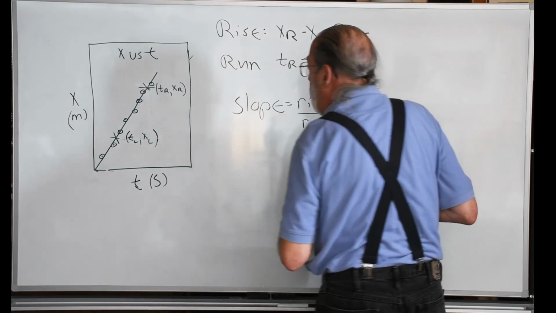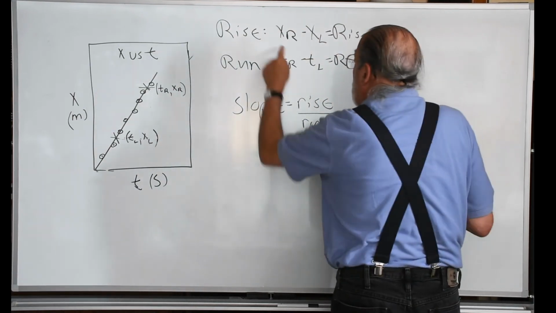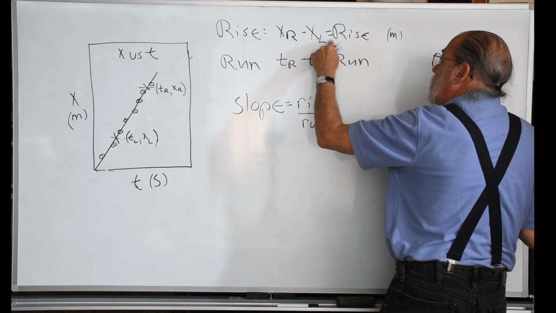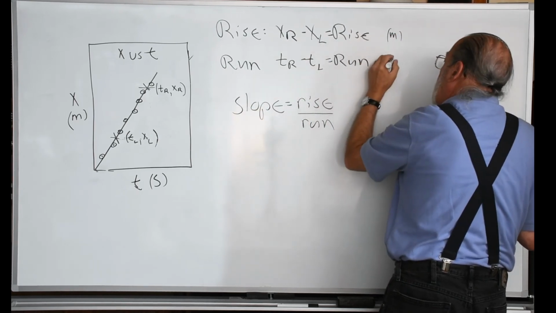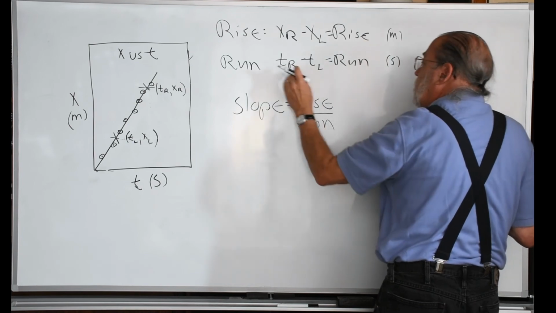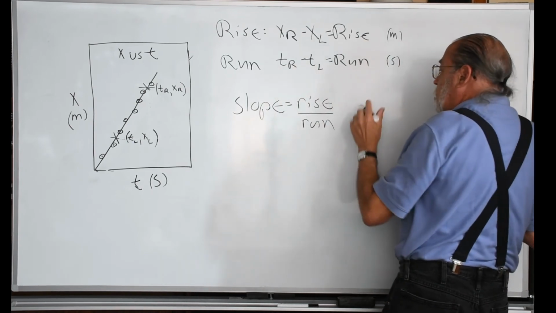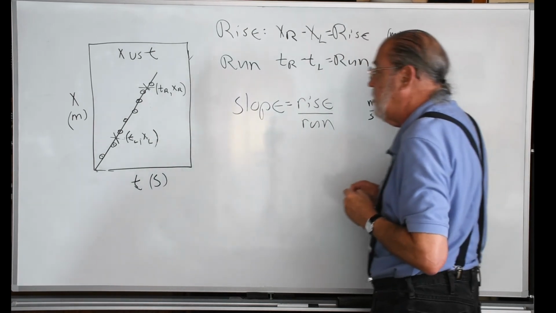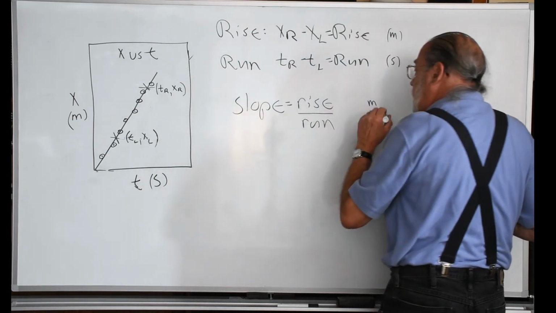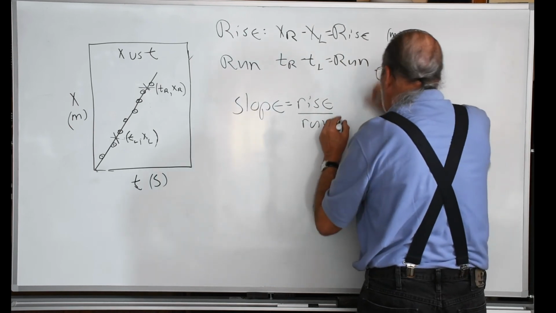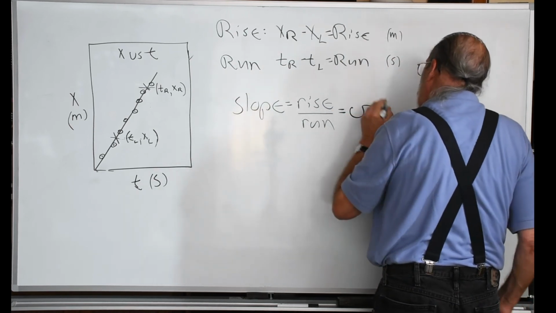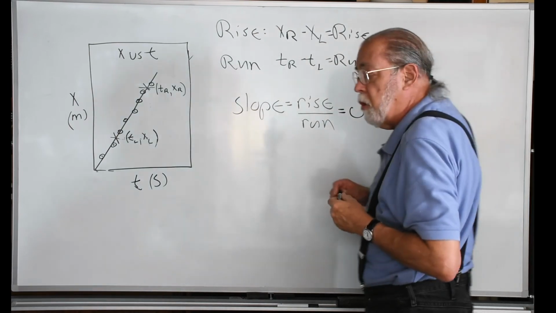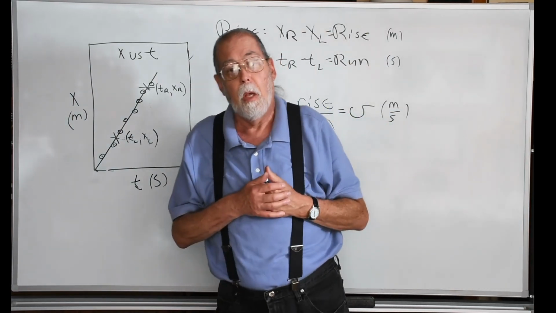and determine the slope. Now for this experiment, your rise will have units of meters. Meters equals meters. Your run will have units of seconds. Seconds. Your slope will have units of meters per second. And this, in this case, is equal to the velocity of the object in meters per second.